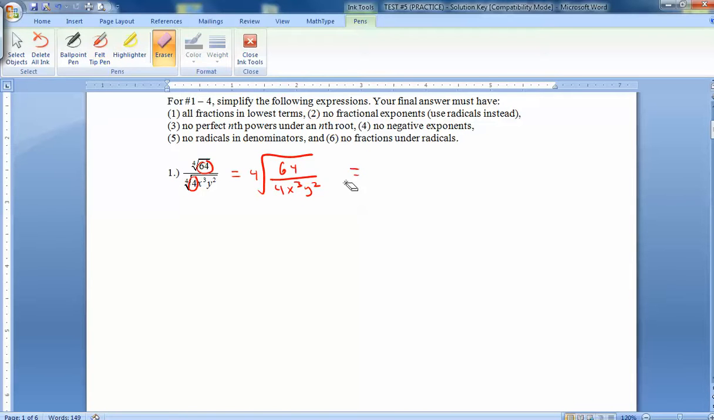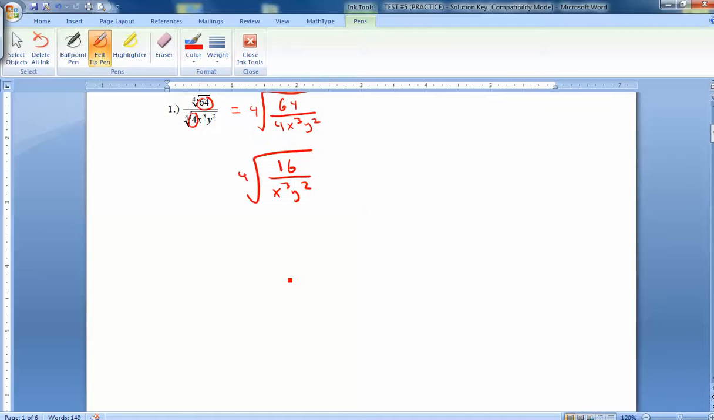So you wind up getting the 4th root of 16 over x cubed y squared. Now you can go back to two separate radicals. Remember, we're allowed to do this using our properties of exponents. So you have that. And of course that becomes 2 over the 4th root of x cubed y squared.